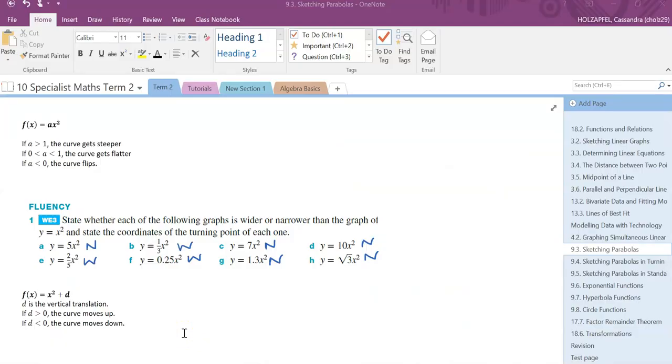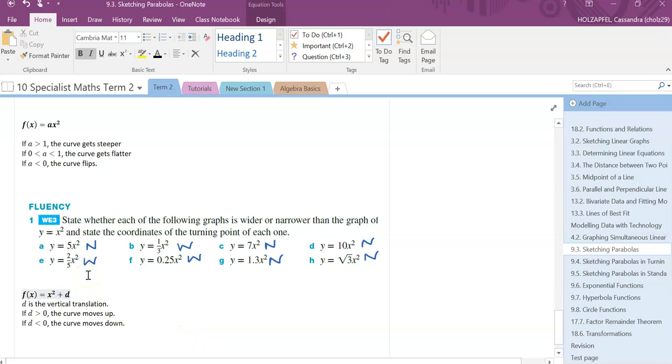So here's our general rule. If our function f(x) is equal to x squared plus or minus a constant D, then it's going to shift either up or down. So D is the vertical translation. If D is positive, that is if D is greater than 0, the curve is going to move up. If D is less than 0, so it's negative, the curve is going to shift down. No other transformations are going to take place.